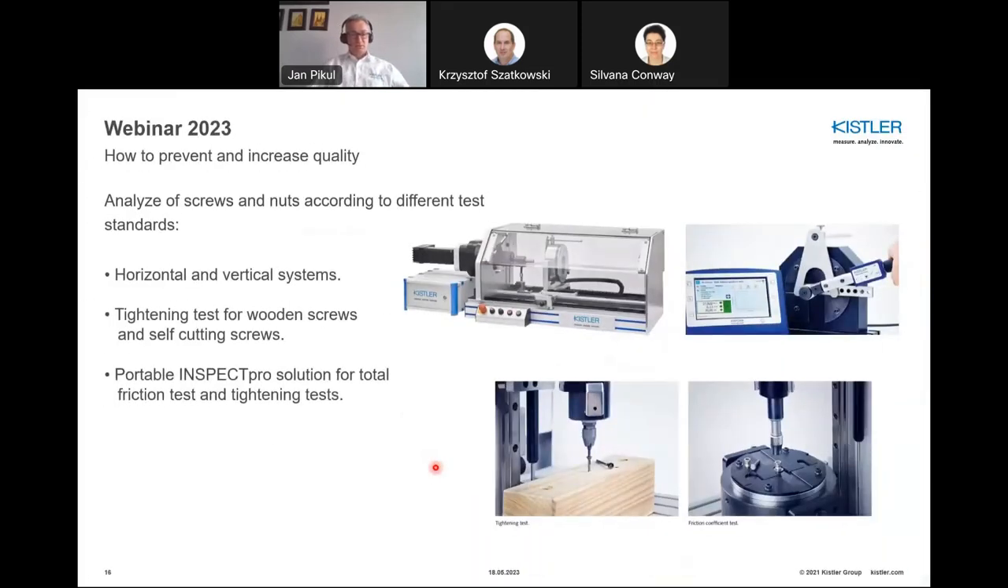Here we have some systems produced by Kistler, which are used to make life easier for the people who need to control bolts, nuts, and screws. On the top, you can see the horizontal analyze systems, where we can test every standard which already exists in the world. Of course, it depends on the rotation speed and the final force. But definitely, all the standards are possible to be measured on this machine.